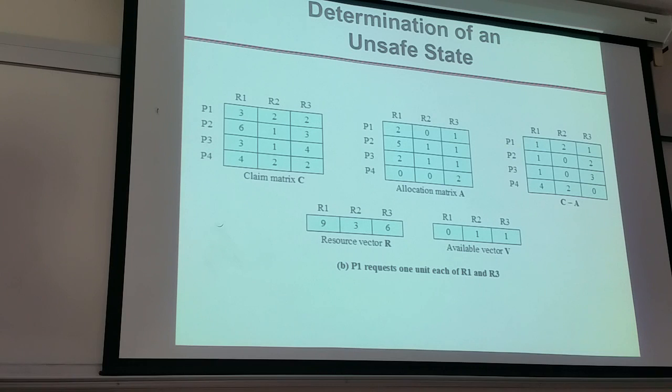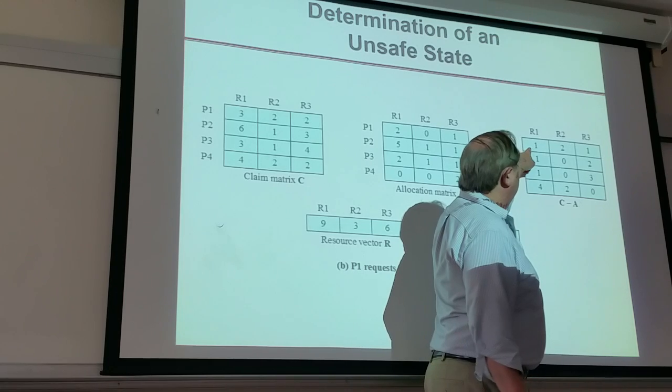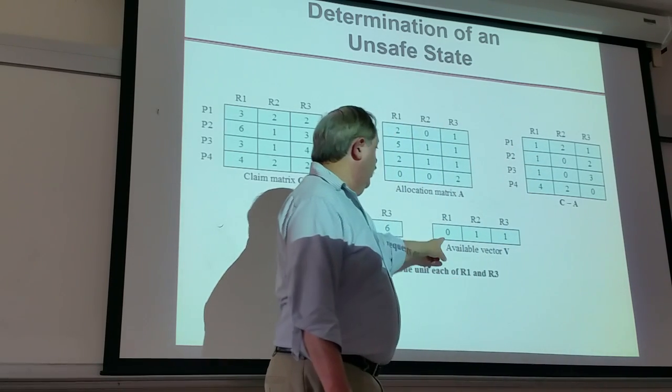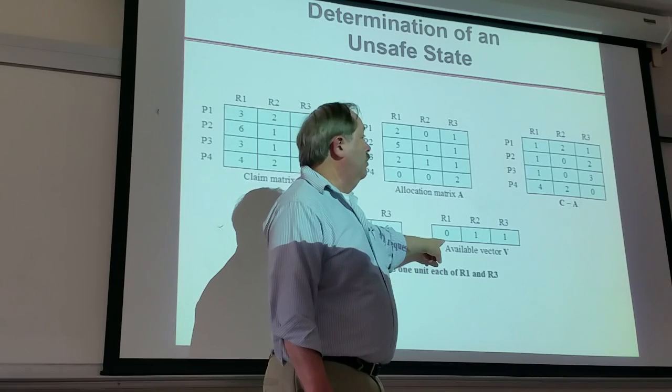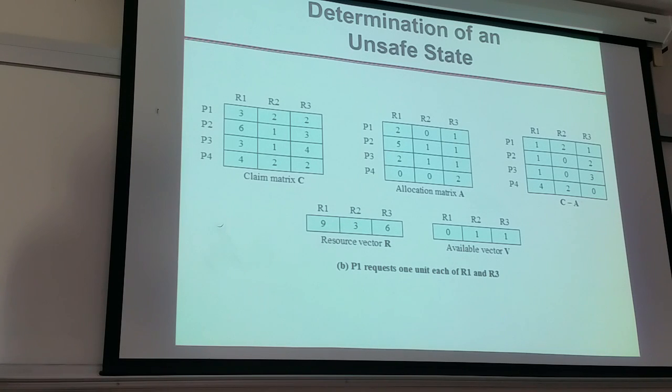Yes? Why doesn't it just run through its process and then return the resources? It's not going to be able to run to completion. I granted it 1 and 1, but it still needs 1, 2, and 1. So it's not going to be able to run to completion. There's another process? No, no, no. So I can't grant that request. Anybody not see that? Okay. Good test material here. Absolutely.